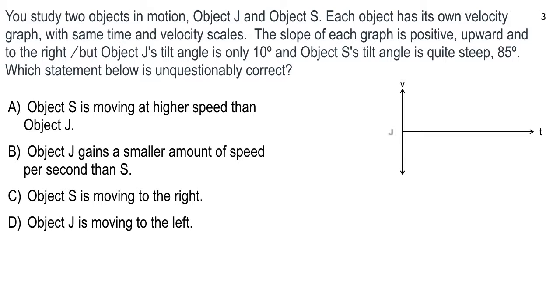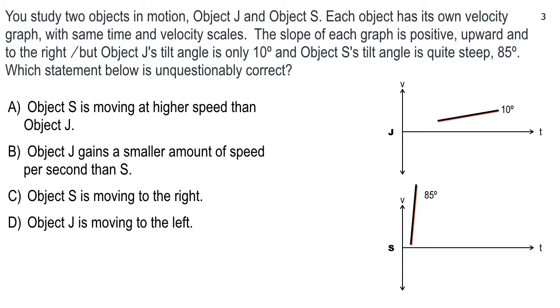All right, so this is for object J. And we don't know exactly where the velocity graph is, but it'll be something like this, 10-degree tilt and somewhere. And I'm just parking one up there in the first quadrant where it's moving to the right. Now let's do the same thing for object S. And this one has another velocity graph. We don't know how long it endures or where it is on the graph, but we do know that it's 85 degrees. It's pretty steep.